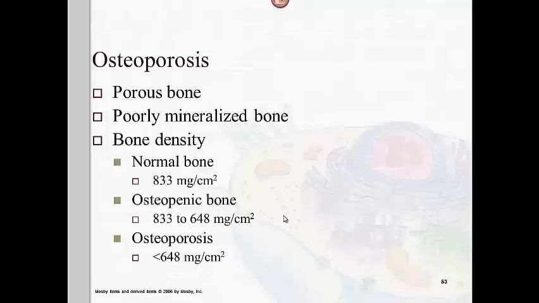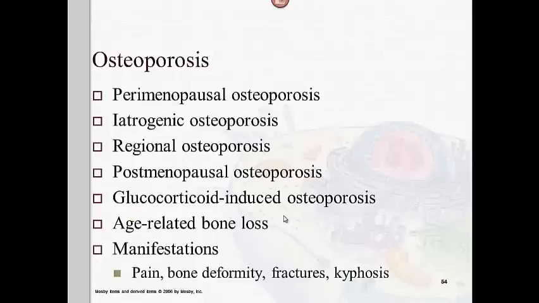It's basically more porous bone, poorly mineralized bone. And we're going to be talking about densitometry now. It's basically a DEXA scan that you have a T-score to be interpreted. You have T-scores and Z-scores.